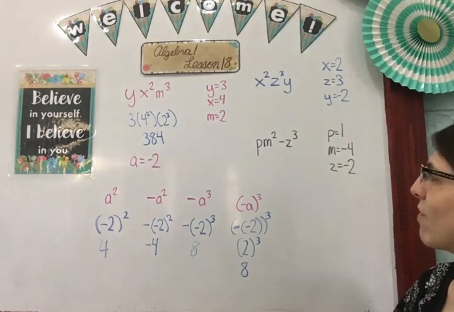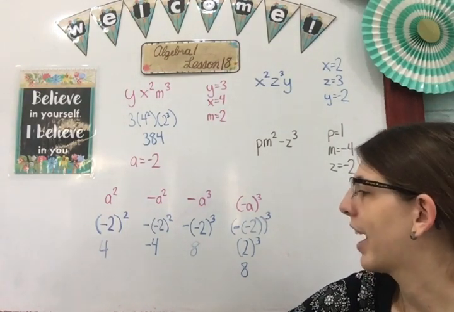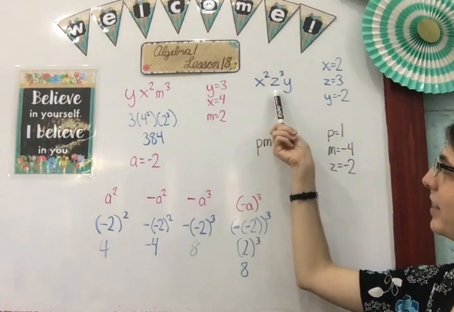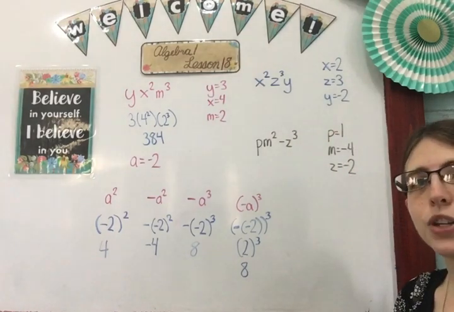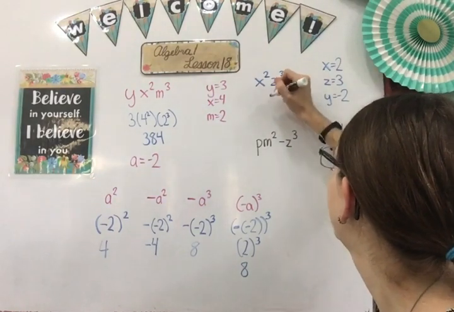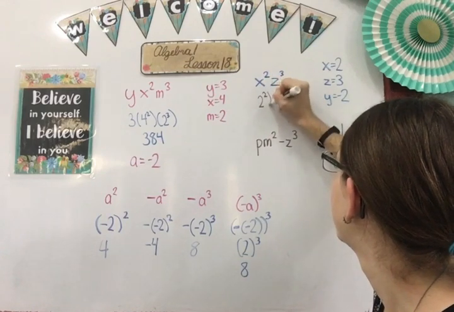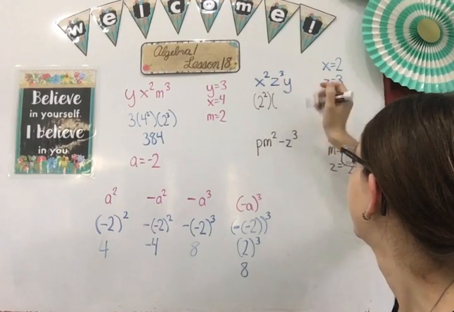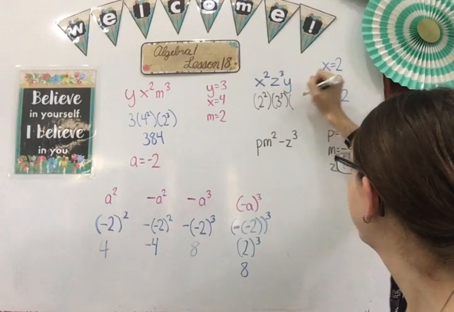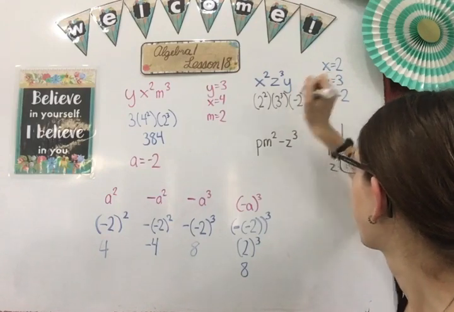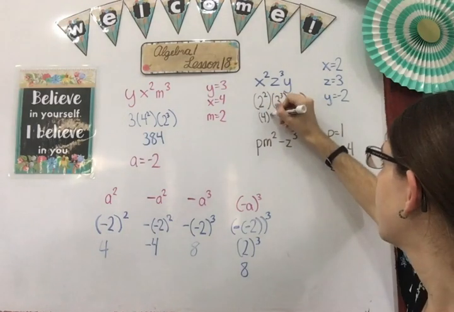Okay, let's try a couple more before you do your practice. Up here, I have x squared times z cubed times y. X is 2, z is 3, and y is negative 2. Plug in my numbers. So I have 2 squared times 3 cubed times negative 2. 2 squared is 4. 3 cubed is 27.